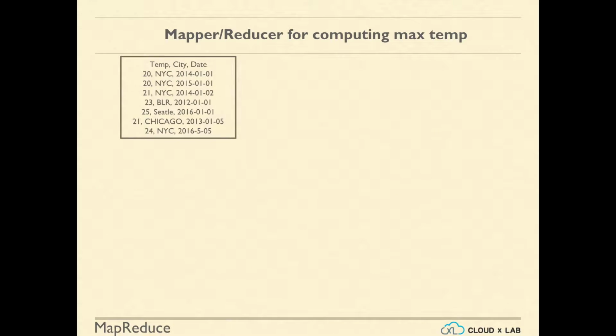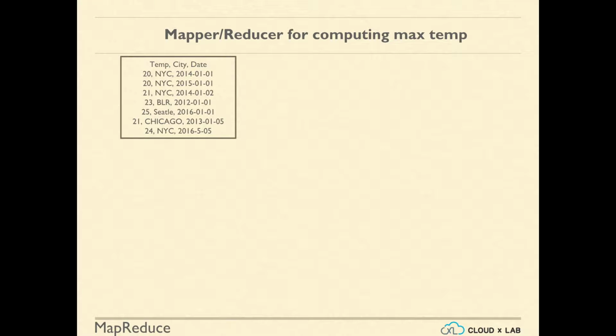sa 2. Let us take a more practical example where we have to find maximum temperature of each city based on the temperature log of various cities on various dates. This temperature log is a comma-separated values containing temperature, city and date.